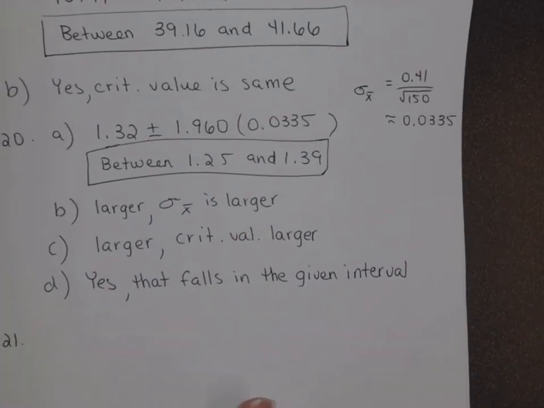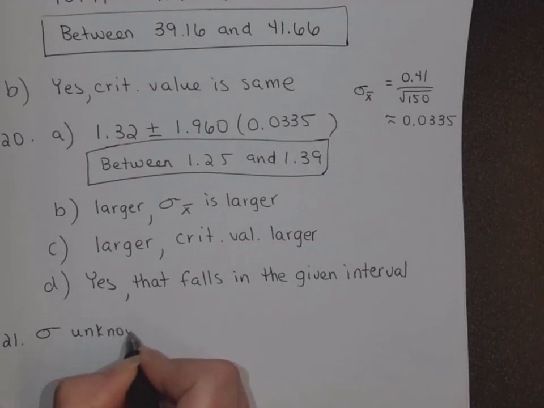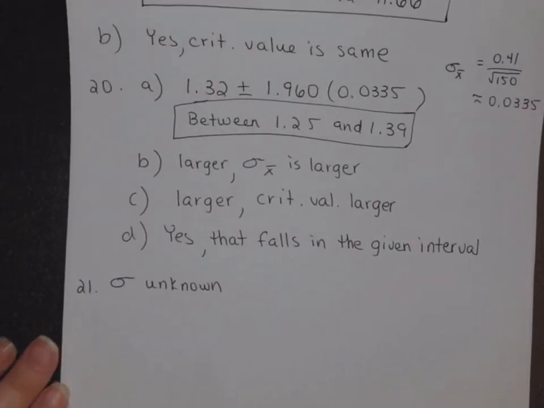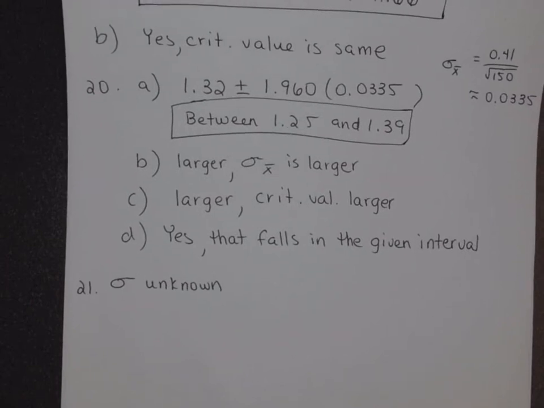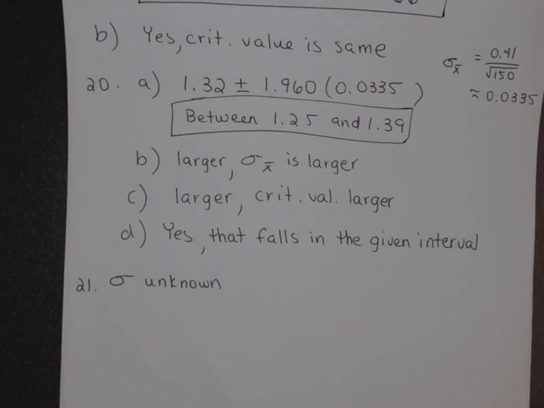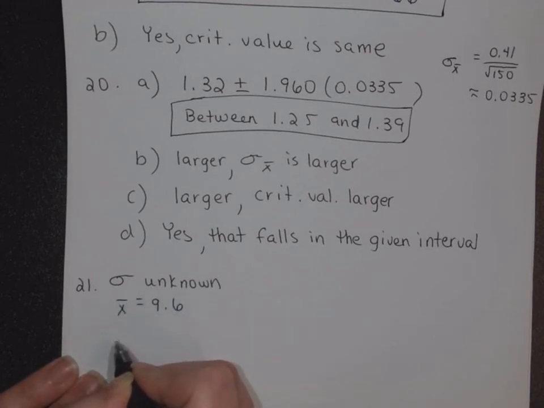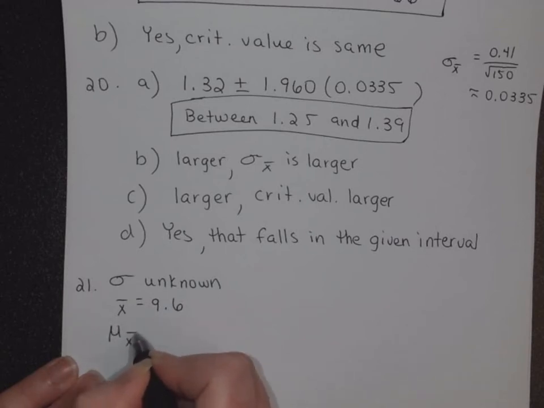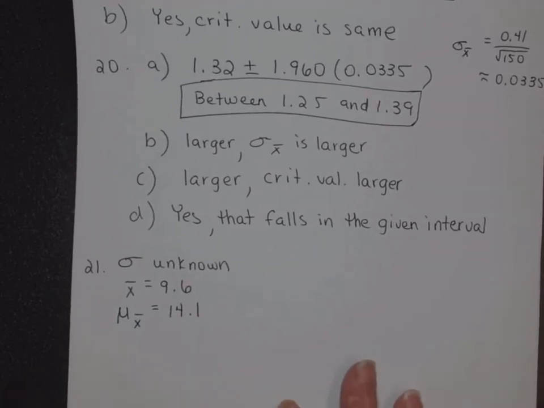Okay, so 21 is where we start with our standard deviation of our population being unknown. Okay, that's significant and it's important because it changes what values we look at. It changes what chart we look at, for that matter. Okay, so notice in 21, they never tell us what sigma is. Okay, they do tell us that x bar is 9.6, and they do tell us that the mean of the x bars is 14.1. Okay, but they do not tell us the standard deviation.